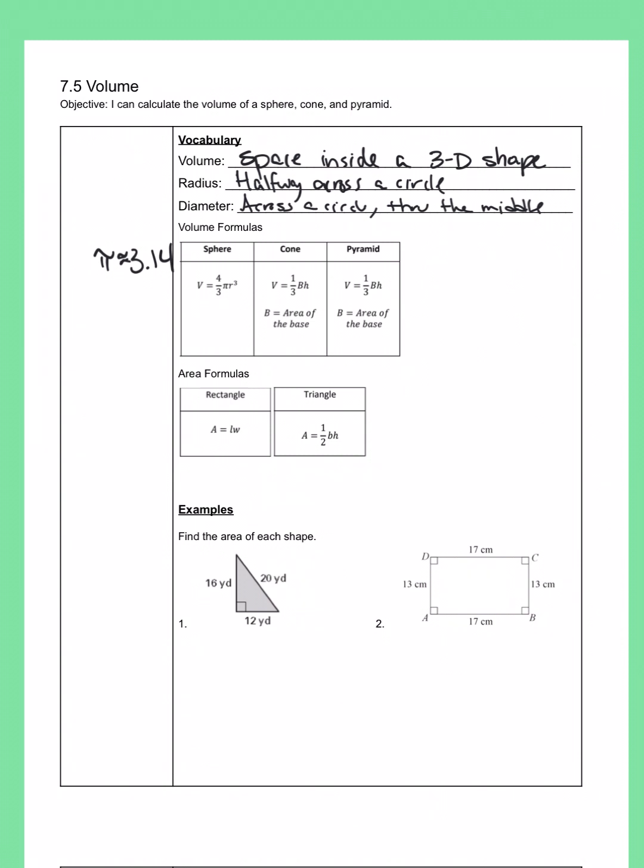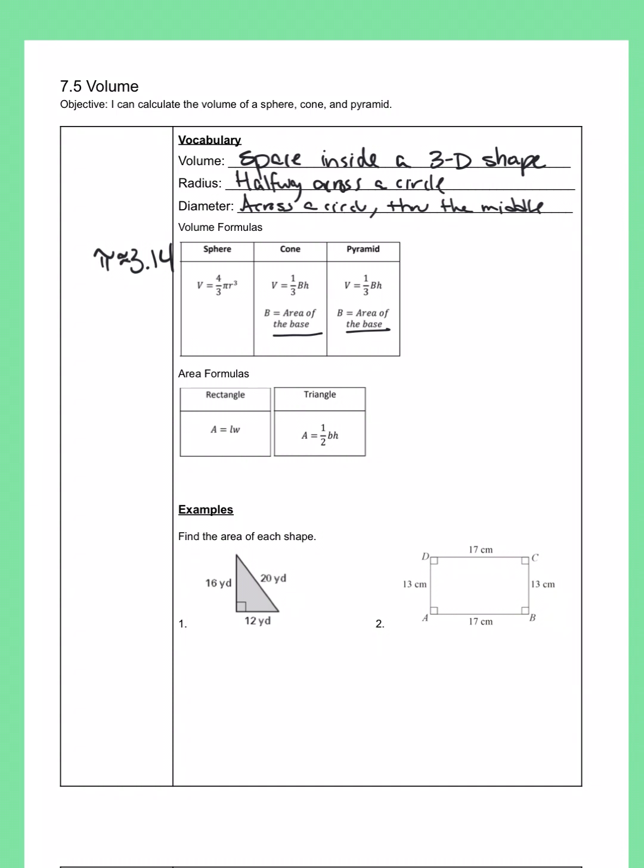For both a cone and a pyramid, the volume equals 1/3 times capital B. Notice here it says capital B is the area of the base. And then you multiply that by the height of the 3D shape. So if the base is a circle, we're finding the area of a circle. If the base is a triangle, we're finding the area of a triangle.